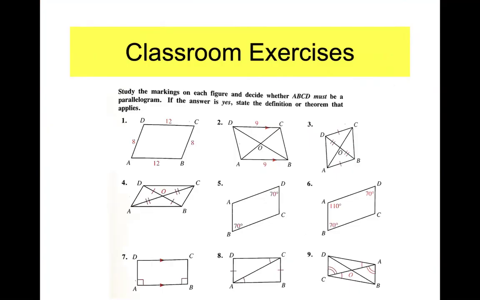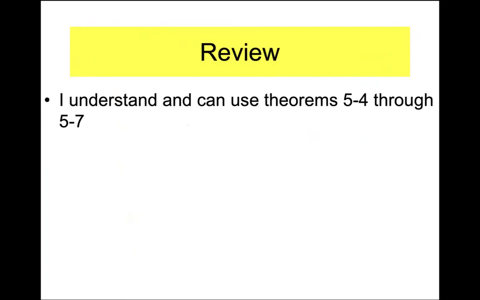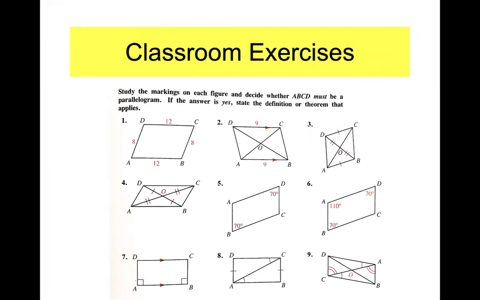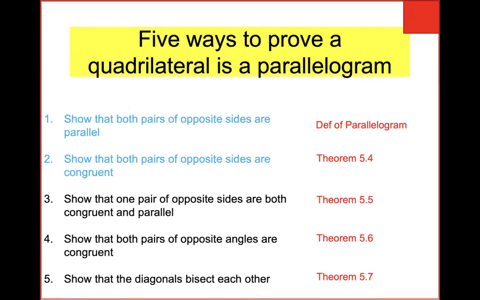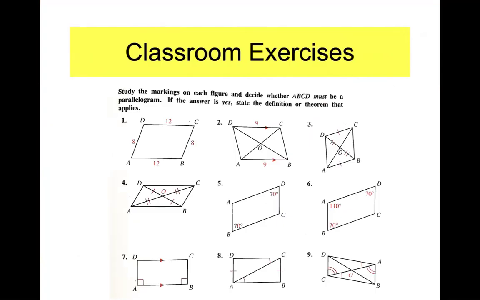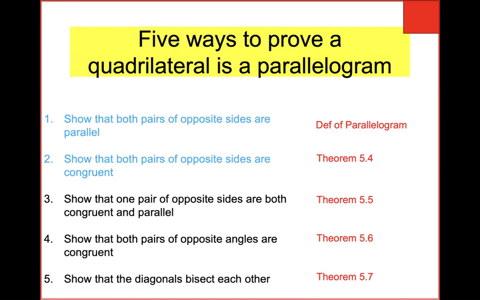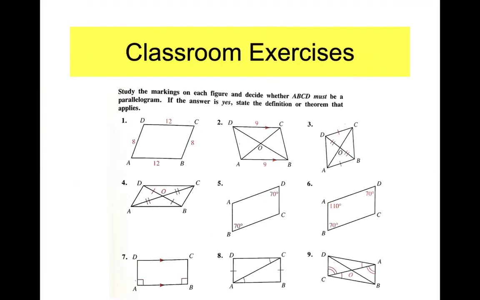All right. I'll just give you a little example here of what it looks like. So let's see. Are these parallelograms or not? On the first one, we have opposite sides that are in fact congruent. So if opposite sides are congruent, that's theorem 5.4. So one is in fact a parallelogram. How about number two? I have one set of opposite sides, both congruent, 9 and 9, and both parallel. So that's theorem 5.5: one pair of opposite sides both parallel and congruent.